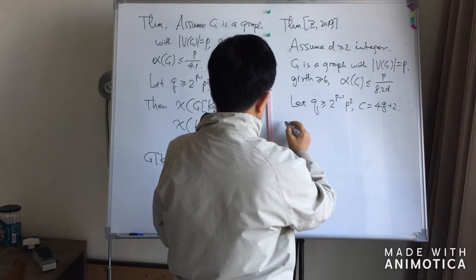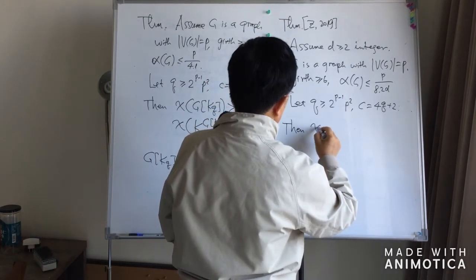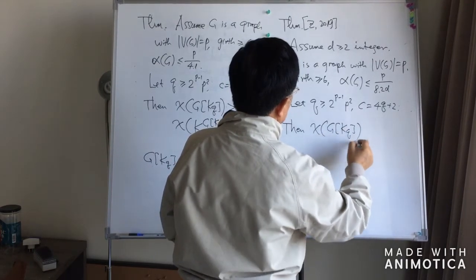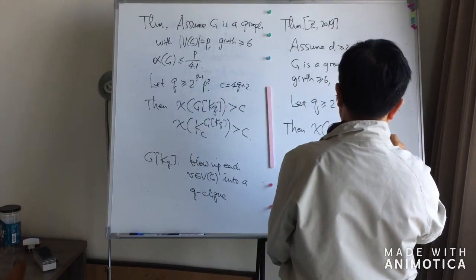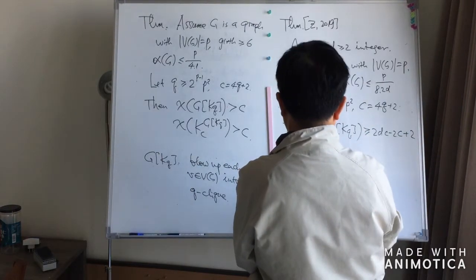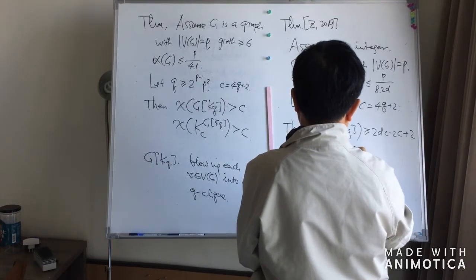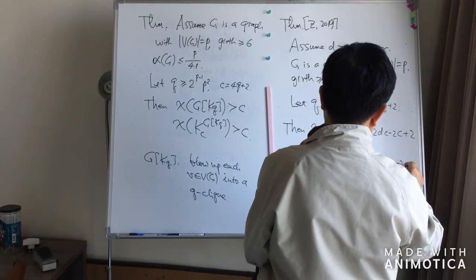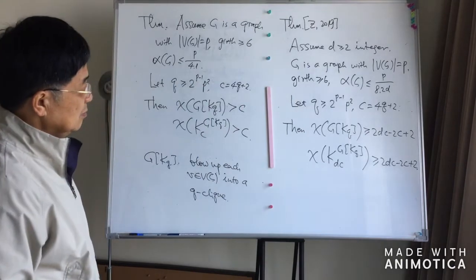The conclusion is that the Cramér number of GKQ is greater or equal to 2DC minus 2C plus 2, and the Cramér number of KDC GKQ is also greater or equal to 2DC minus 2C plus 2. So this is the conclusion.